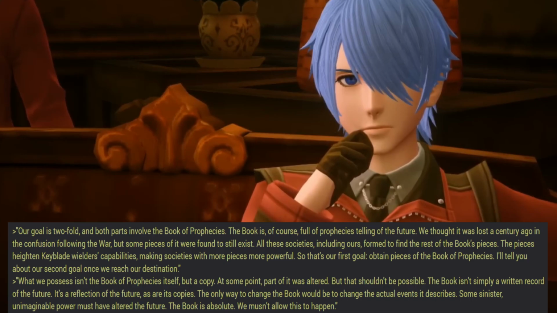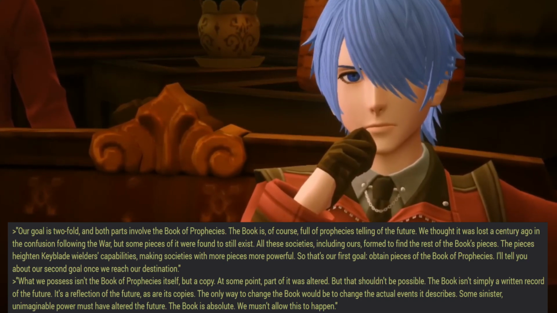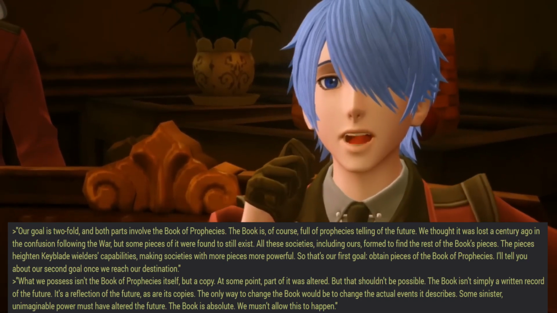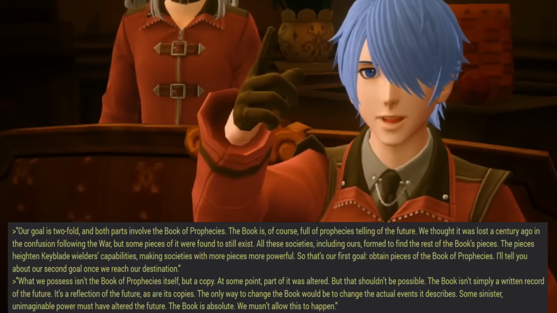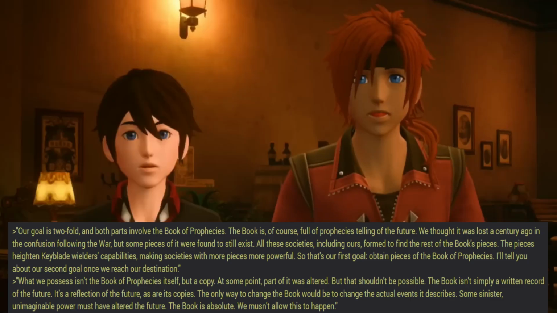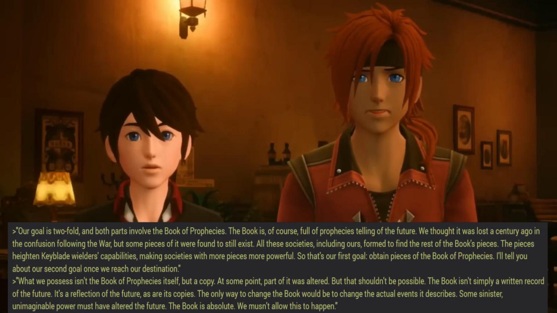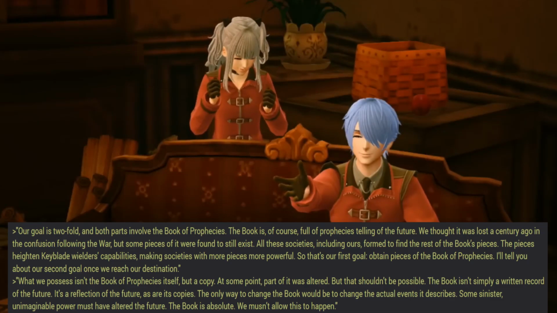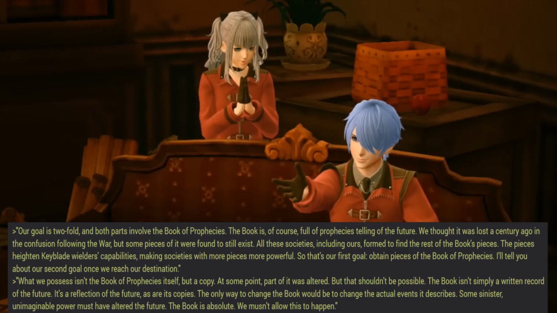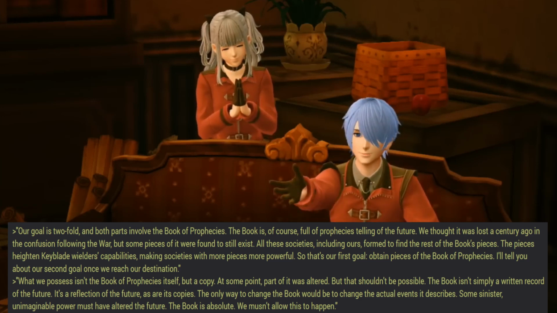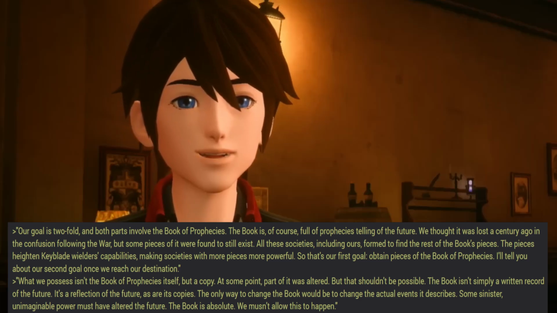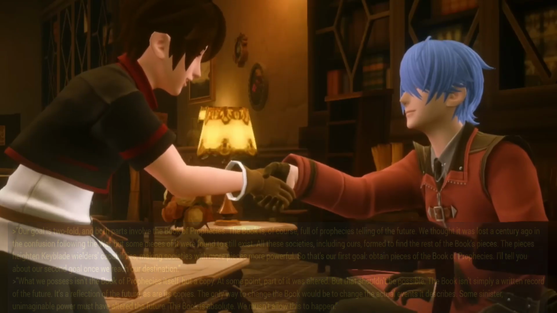What we possess isn't the Book of Prophecies itself, but a copy. At some point, part of it was altered, but that shouldn't be possible. The book isn't simply a written record of the future, it is a reflection of the future, as are its copies. The only way to change the book would be to change the actual event it describes. Some sinister, unimaginable power must have altered the future. The book is absolute, we mustn't allow this to happen.